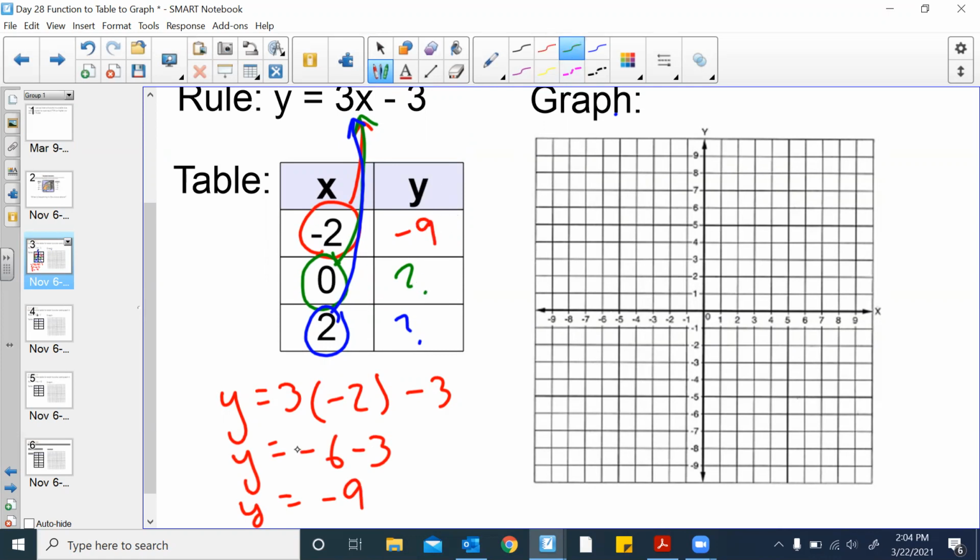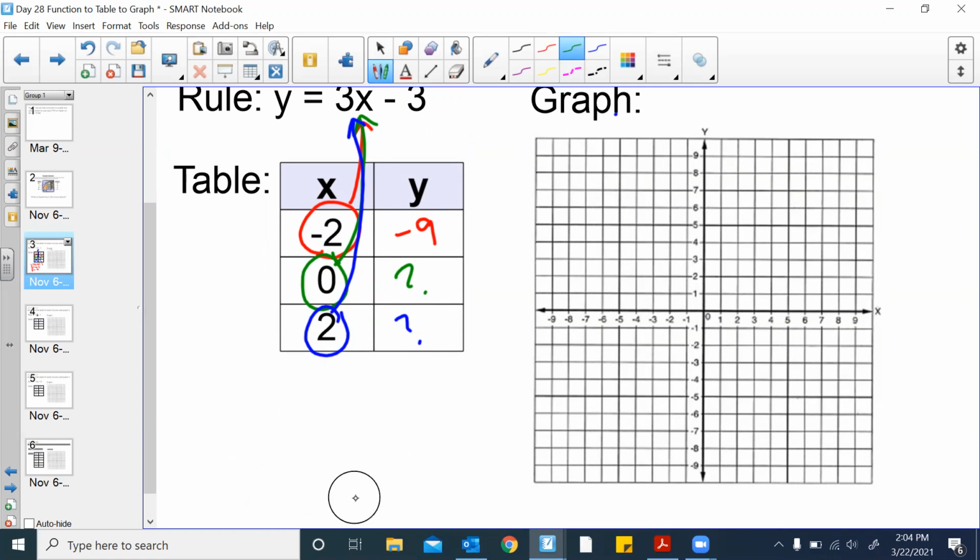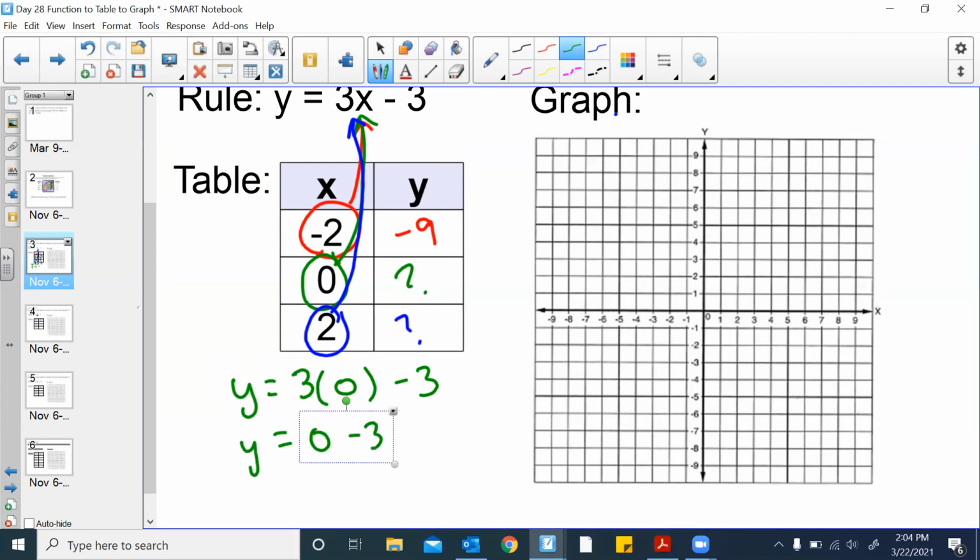All right, so I'm going to go ahead and do this again. I'm trying to keep the rule up at the top here. So we'll have y equals 3. Remember, parentheses where I see my x, and I'm going to plug in my 0. Order of operations says to multiply first, so 3 times 0 is just 0, and then bring down what you didn't use, which is our -3, and 0 minus 3 is just going to be -3. So my second y value is -3.